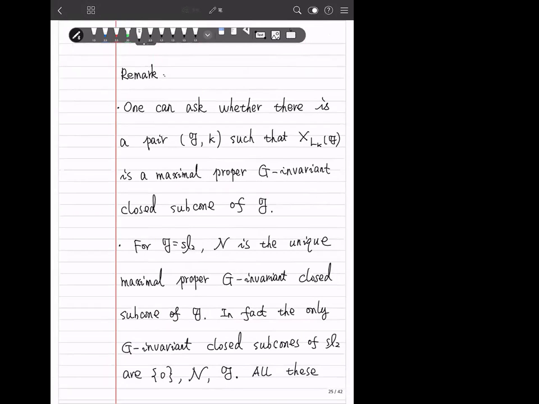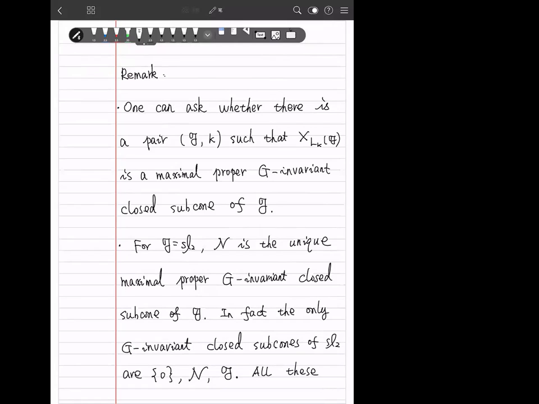Now I will give some remarks about this. Although we give the result, there are many questions about this. For example, we can ask whether there is a pair (G, K) such that the variety is a maximal proper G-invariant closed subcone of g. I think in general this case is not resolved yet. I don't know the recent progress on this.